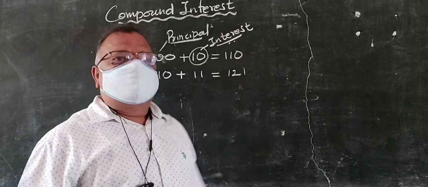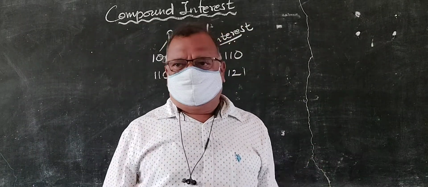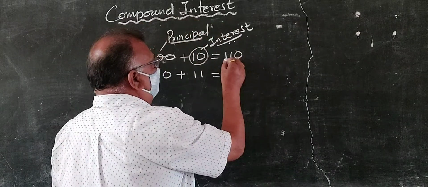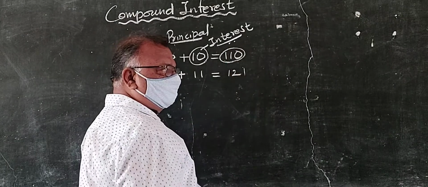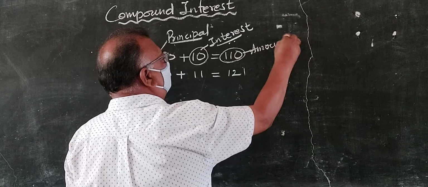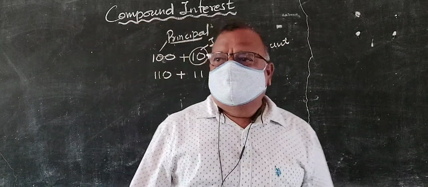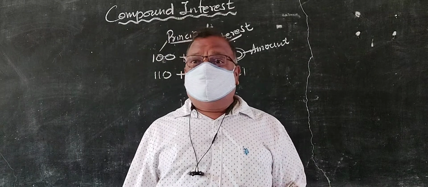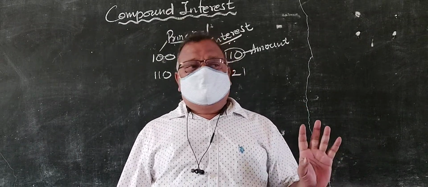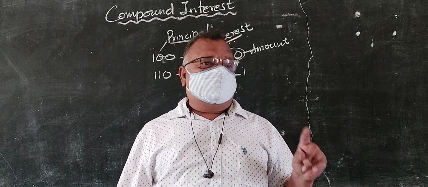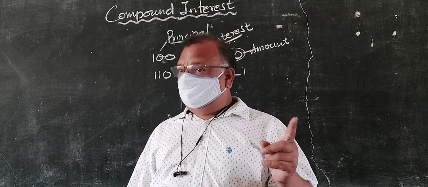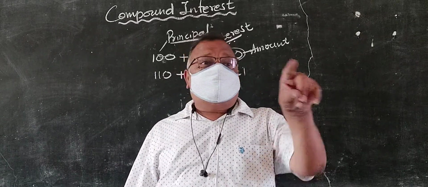In Marathi, it is called vyaj. Interest or vyaj. And the final amount which you receive back from the bank is simply termed as amount. Now what happened? At the end of the year, you did not go to the bank. Once again, you kept that money with the bank. What amount was with the bank now? Your original 100 rupees plus 10 rupees interest. So the total money with the bank is 110.